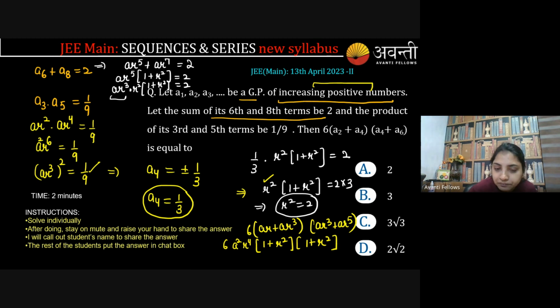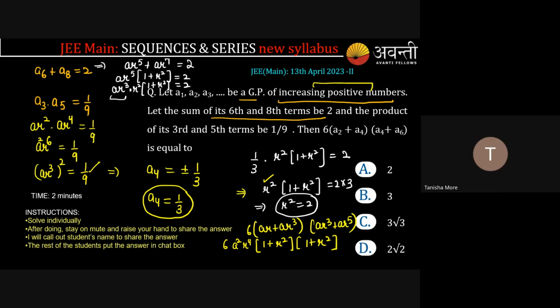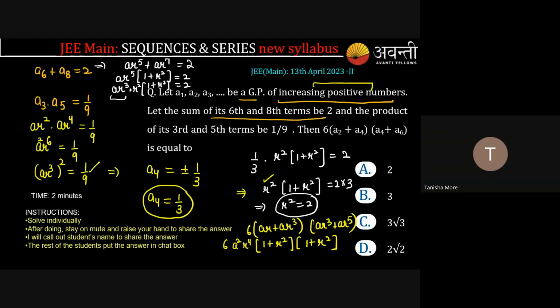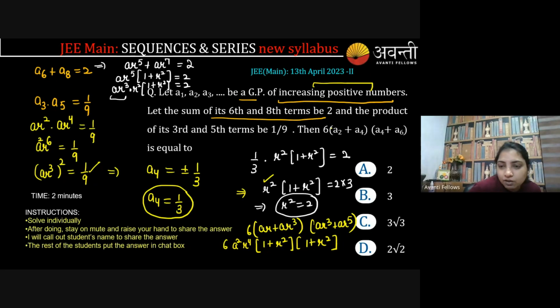Agree or not? After multiplying, you took common, no? Yes. First, we need to multiply both. No, I didn't multiply. Just take the common from this factor as well as this factor. Then I got this value, and its value is 3. It means 6 into 9, and I can rewrite it as a square, right?